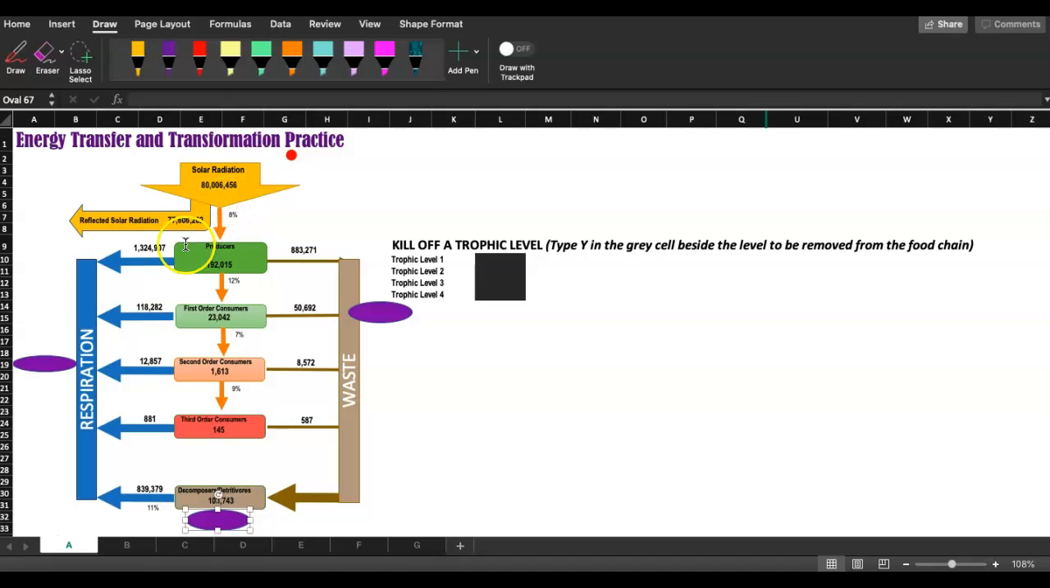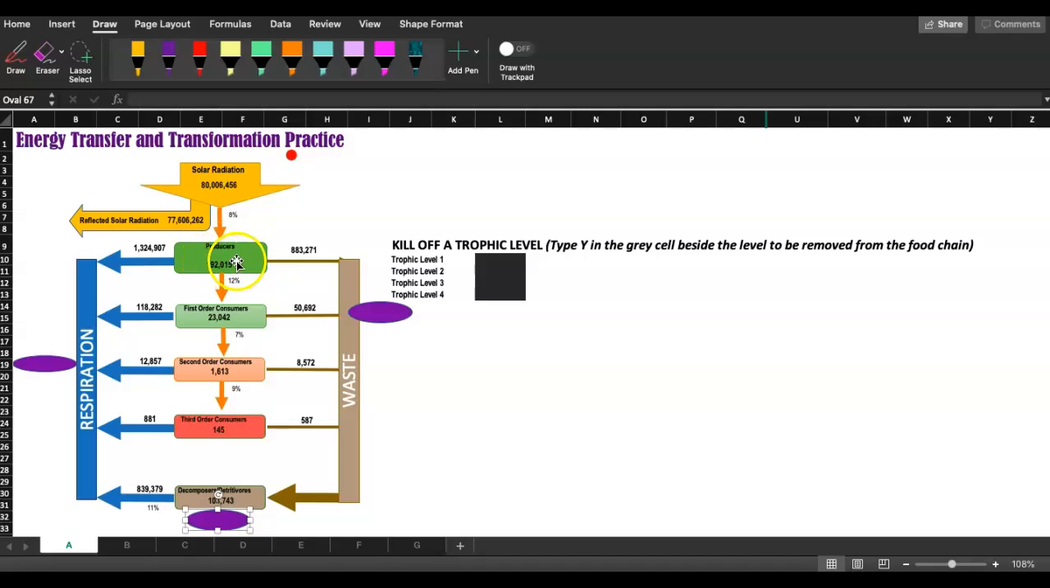And the way I figured it out is this. Basically, we've based all of these numbers using a starting amount of solar radiation and these estimates on the efficiency for each of the organisms in these levels for how well they store the food in their tissues. So this little percent here tells me how well these guys, the producers, take the energy that they're given and store it in their body. The rest is lost as respiration and waste.